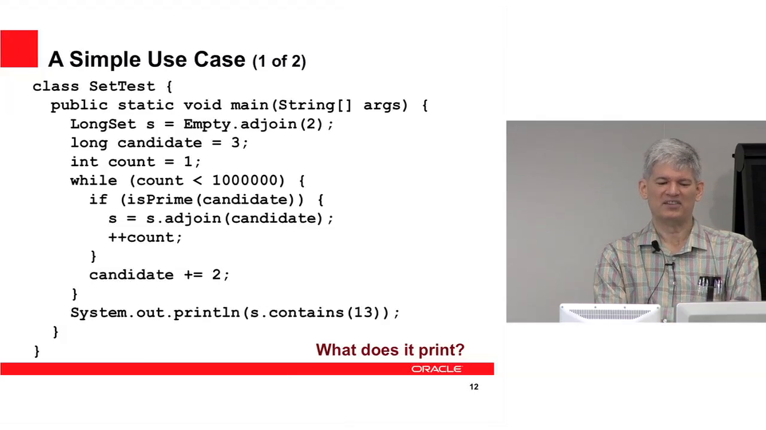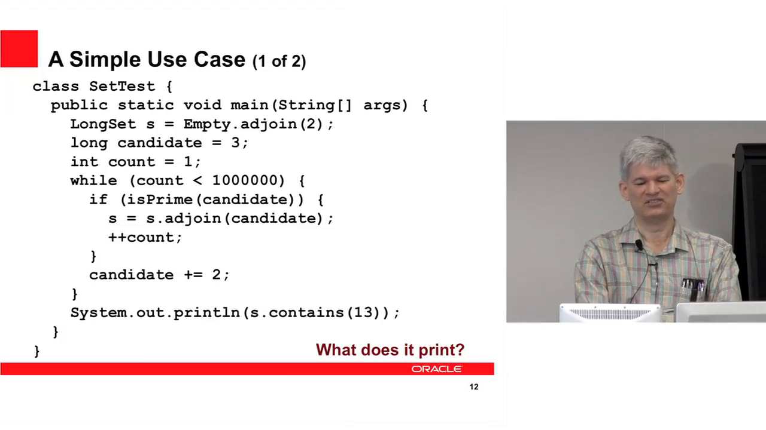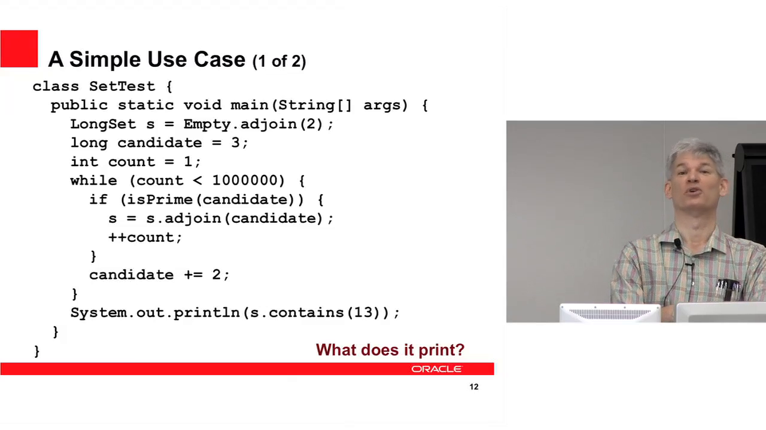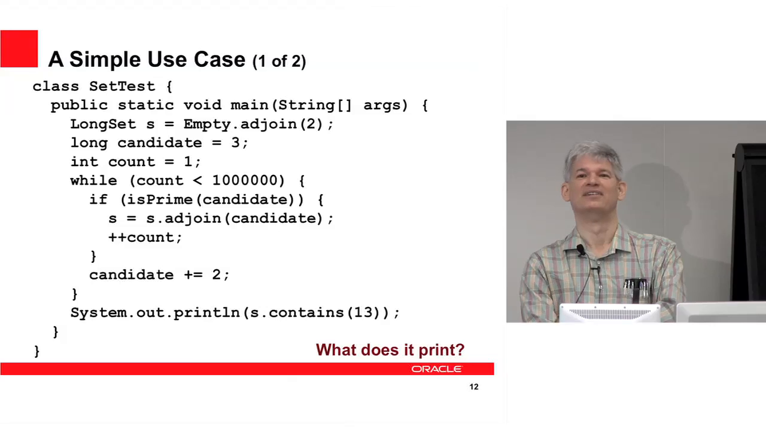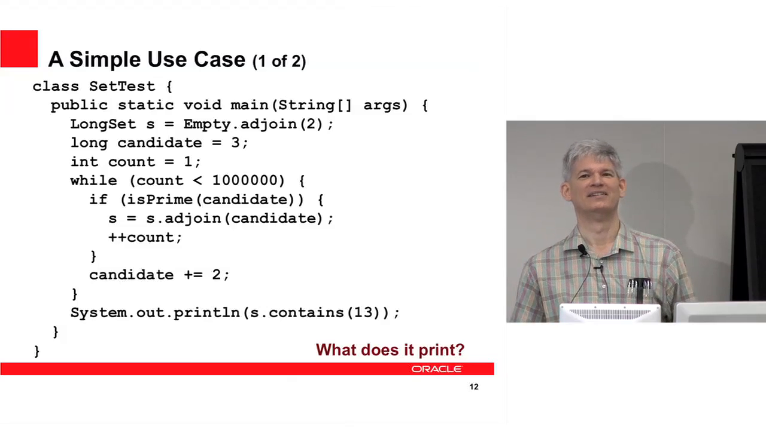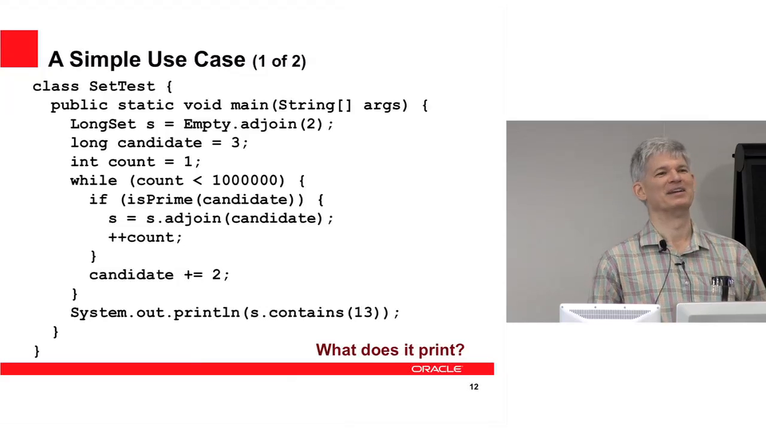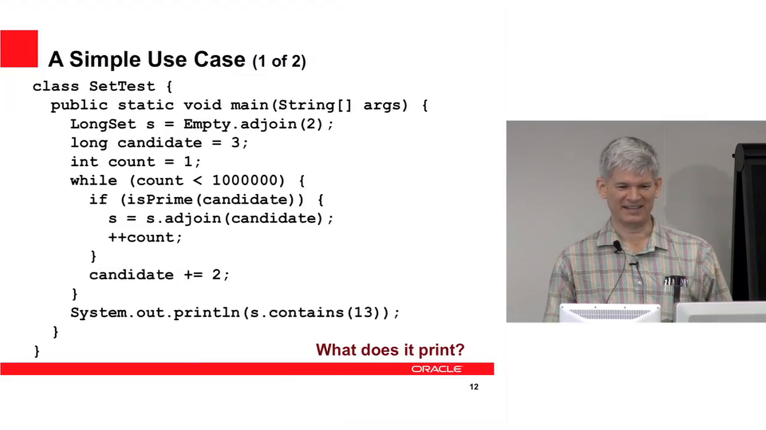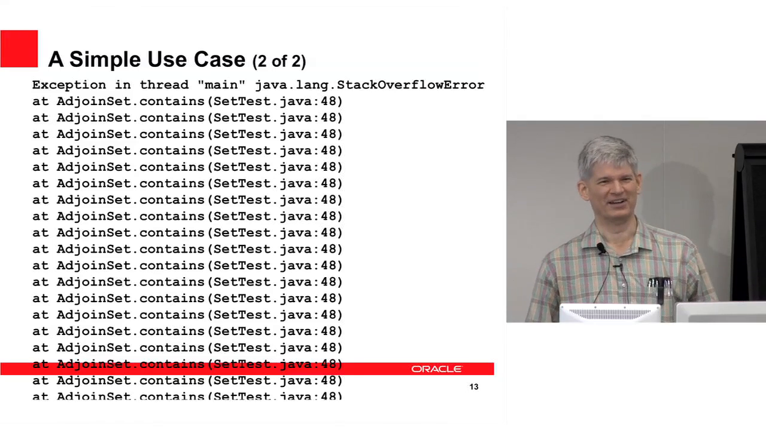So we build up this set of 1,000,000 prime numbers, and then we ask whether the set contains 13, which is a known prime number. Does this print true or false or something else? Anybody? Anybody else? I tried it. That's what it prints. Yes, Stack Overflow error. That's exactly what's going on.